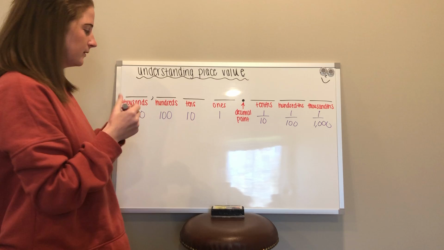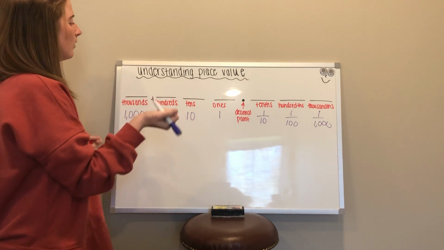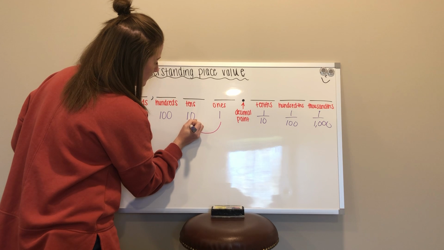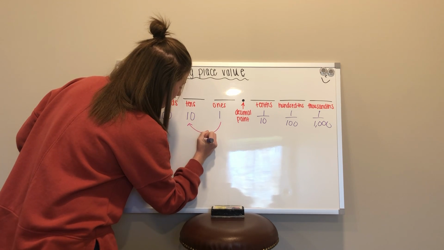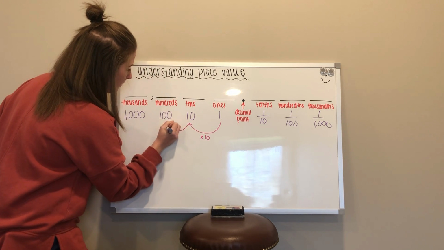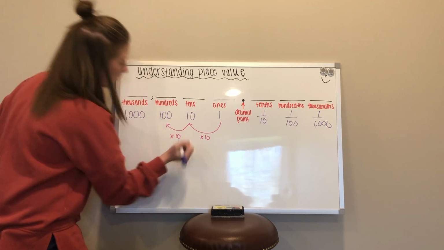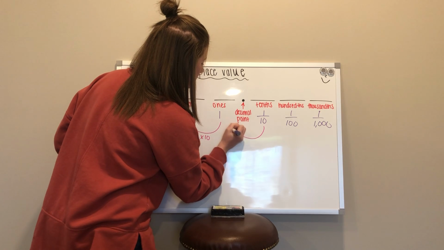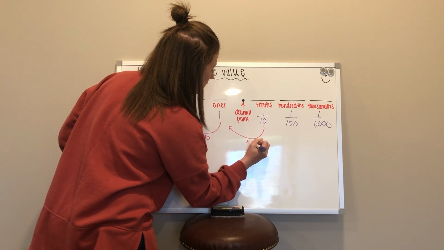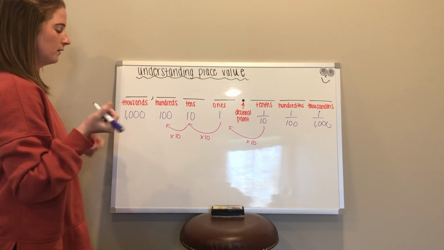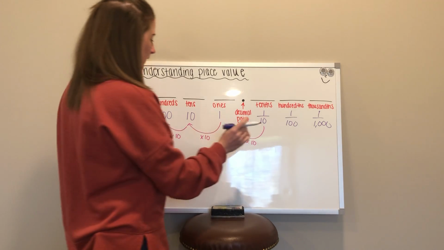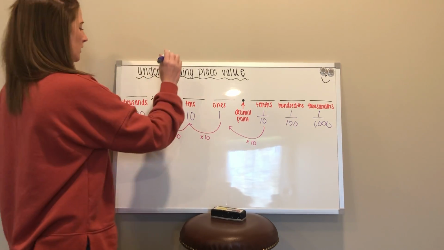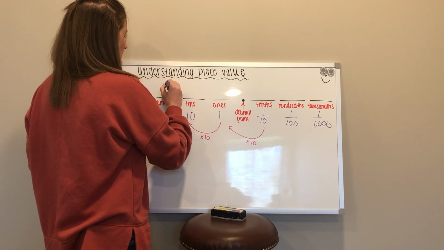Remember, we also talked about this briefly as well. When we go from one place to the left, we get bigger by 10. So each time we move one place to the left, we're getting bigger by 10. Even when we go from the tenths to the ones, we're getting bigger by 10. Okay? 10 times bigger.